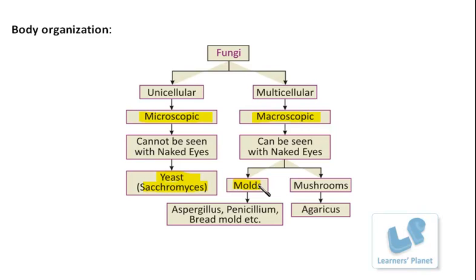One of the groups is mold and the other one is the mushroom. The examples of these molds are Aspergillus, Penicillium, bread mold, then there can be Mucor or Rhizopus. All these are examples of the molds. On the other hand, the example of mushroom is Agaricus. You must have heard this name, mushroom. Commonly you must have heard it.